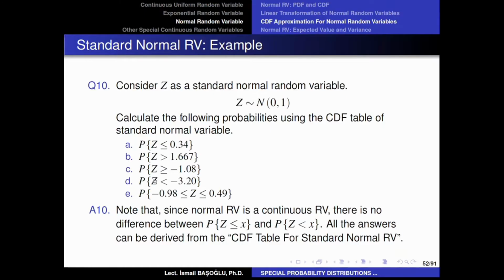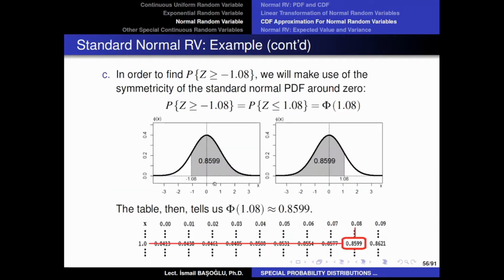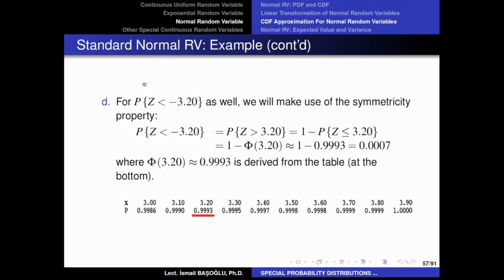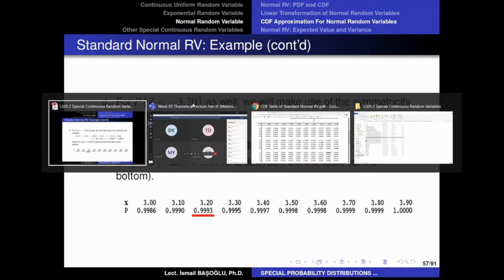So what is the probability of a standard normal random variable being less than minus 3.20? What is this probability, it asks. So for part D, it is actually not very hard. So I need to use the symmetricity as well. Okay, let me draw you a picture now.